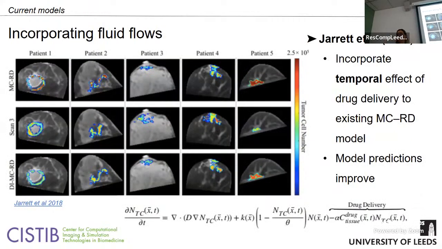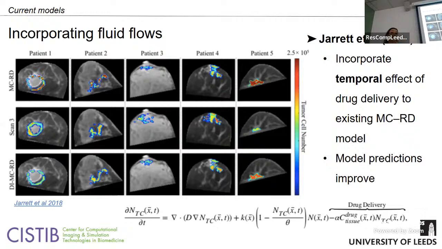Most recently, this model was improved to include the effects of treatment. And they did this by incorporating the temporal effects of drug delivery. And it's just one term added to the reaction diffusion equation. Here on the top line we've got the model that doesn't incorporate drug delivery. The second line is the actual scan, and the third line is the model with drug delivery. So I think that this one's a bit closer to reality. And basically model predictions improve when we model the effects of the drug.